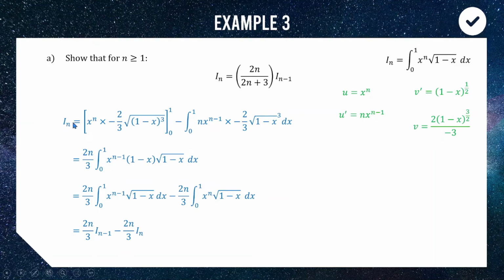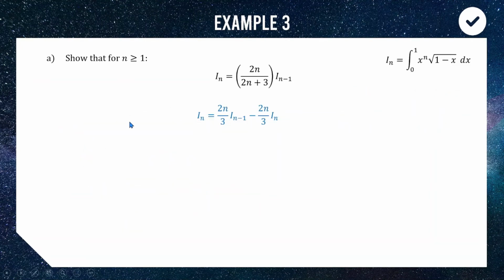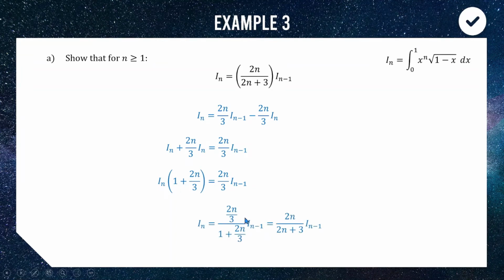Okay, don't forget on the left-hand side, we still have In. So now we're going to do a bit of algebra to collect the In's together over on the left-hand side. So we have In plus 2n on 3 In. We are going to factorize the left-hand side like this. So we have 1 plus 2n on 3 multiplied by In. We're going to divide this across to make In the subject. And then to finish it off, we're just going to take this fraction and multiply top and bottom by 3. So we get 2n on the top, and on the bottom we get 2n plus 3. And that is the target that we were asked to prove in the question.